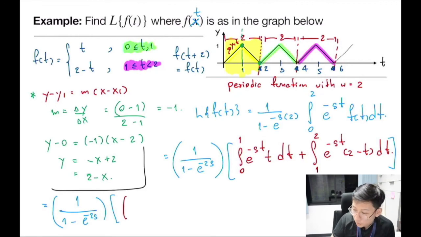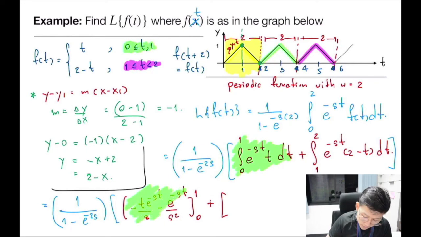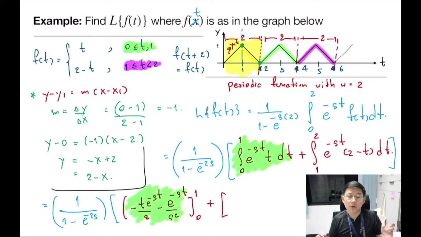we have minus t e to the minus st divided by s, minus e to the minus st divided by s squared, and then we substitute from 0 to 1. The next one would be plus this integral. You integrate that to get this, and then you substitute 1 and 0.